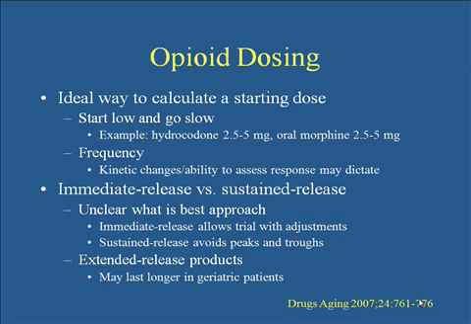Dosing is always a question. How do you dose these agents? Ideally, calculate a starting dose: start low and go slow. This is not unique to the geriatric patient population. We do this with a lot of medications in geriatrics, and opioids are no different in that regard. An example could be hydrocodone, 2.5 to 5 milligrams, typically given three times a day, maybe four. Oral morphine, 2.5 to 5 milligrams, would be a good starting dose. If you know they have a history of being sensitive to opioids, starting at the lower end of that would certainly make sense.